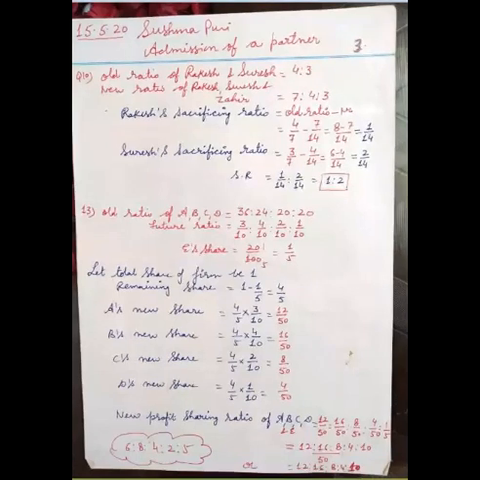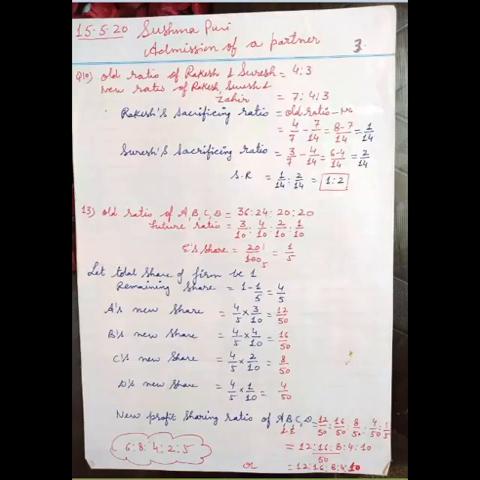Question number 10. You need to calculate the sacrificing ratio. Here the old ratio is given, the new ratio is also given. Sacrificing ratio is equal to old ratio minus new ratio. Okay. So the old ratio of Rakesh and Suresh is 4:3. Zahir is the new partner. The new ratio of partners is 7:4:3.